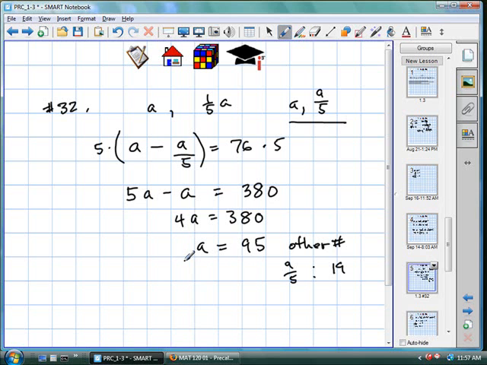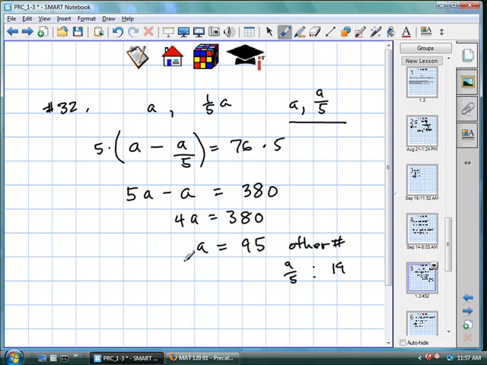Now, the book says the difference between the two is 76. So all I had to do is set up a subtraction problem between the two expressions. And by the way, it should be obvious which one is bigger. Doesn't A have to be bigger than 1/5 A? Yeah. So I knew it had to be set up like that.